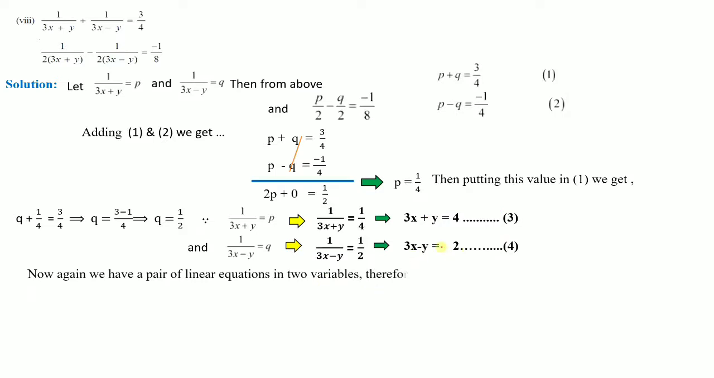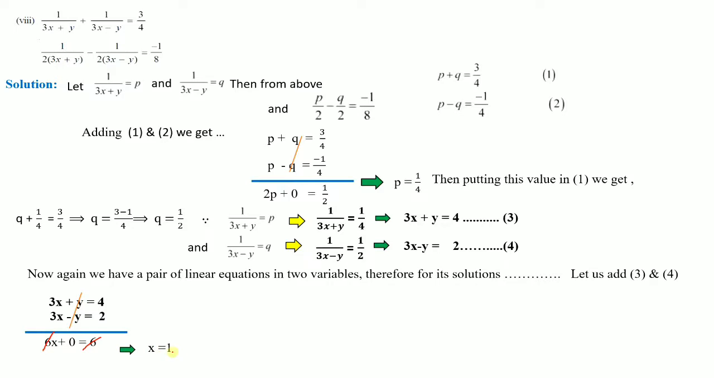So again we will apply the method of elimination for its solutions. For this, let us add the third and fourth equations. As I told you, y and y will cancel. 3x plus y is equal to 4 and 3x minus y is equal to 2. So we are adding, so y and y will cancel. 3 plus 3 is 6x is equal to 6, and 6 cancels, so x is equal to 1.